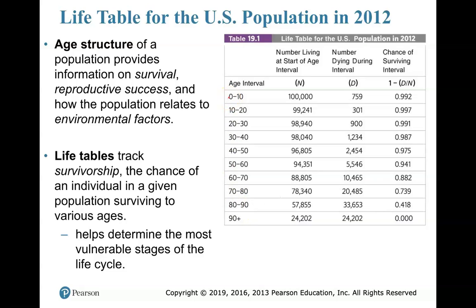So age structure is important to give us this information. What I'm giving you here is called a life table that tracks survivorship. It really helps determine the most vulnerable stages of the life cycle, as we saw with those cactus finches as well. I'm not going to have you do this math where you calculate the chance of surviving. I do want you to be able to understand this information if I give you a table such as this.